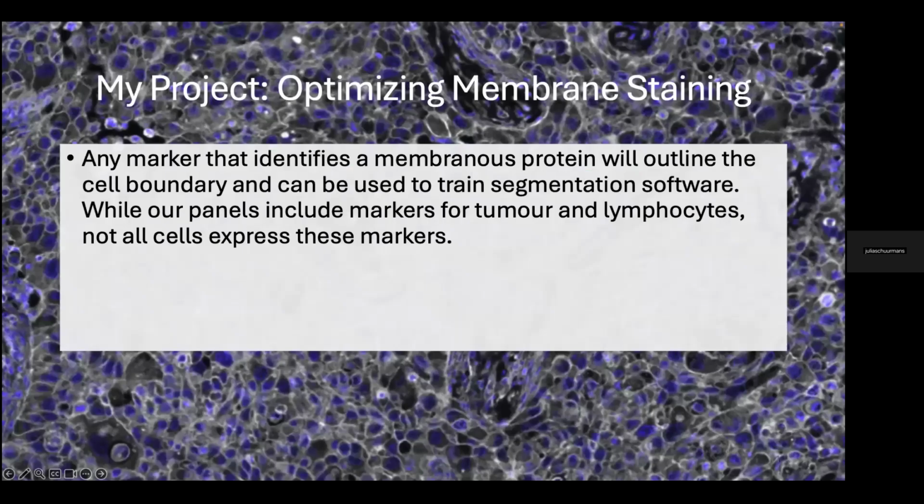So my project is focused on optimizing membrane staining. Currently, any marker that identifies a membranous protein, any marker that is on the membrane and will be stained by our panels, can be used to train the cell segmentation software that we have. While our panels currently have markers like PDL1 and PD1, which will get the cell membranes, there are many cells within our tissues that do not express those markers. So how do we pick them up?